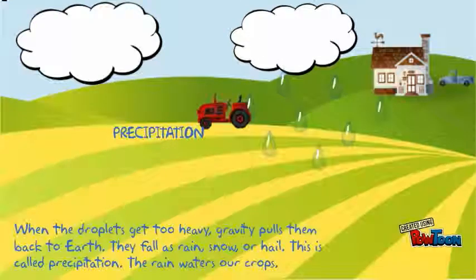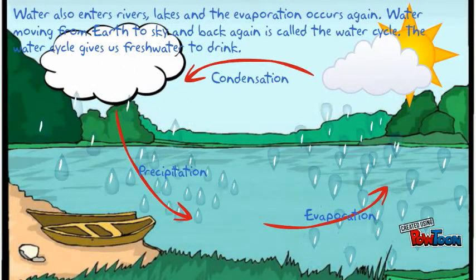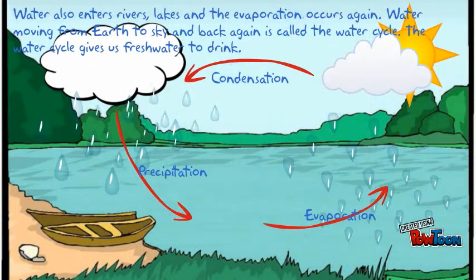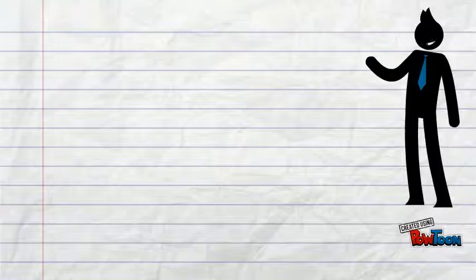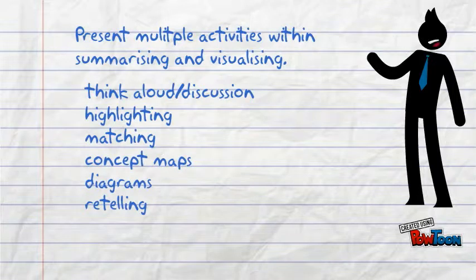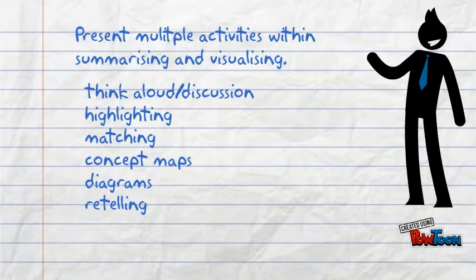Perhaps I would go on to a diagram so we understand that it is a cycle that is continuous. There are many activities you can do around summarising and visualising. These are just a few.